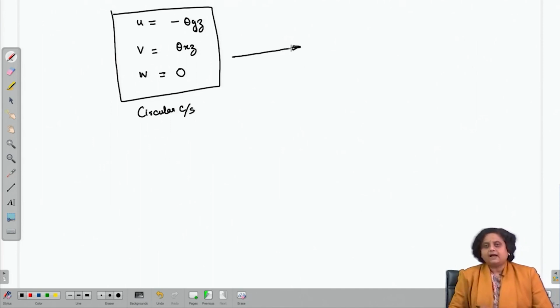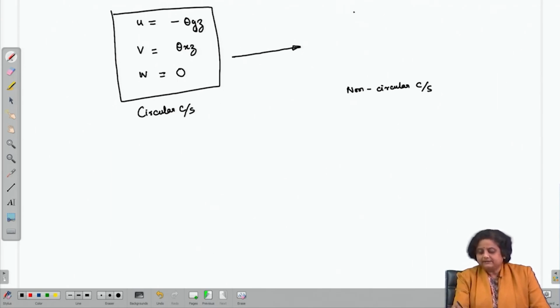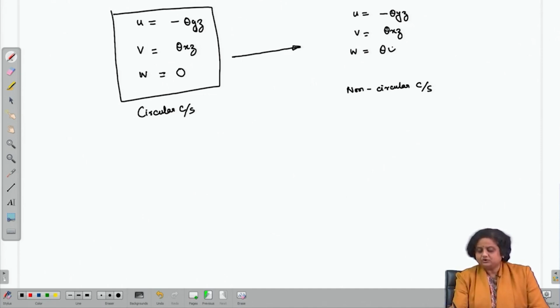Now, Saint-Venant has observed experimentally that if, instead of a circular cross section shaft, we take a non-circular cross section shaft, then the displacement fields are obtained as u equals minus theta yz, v as theta xz, and w, which is the out of plane deformation or the displacement in the z direction, that is the lengthwise direction of the shaft, is obtained as theta into psi of x comma y, where psi is called the warping function.